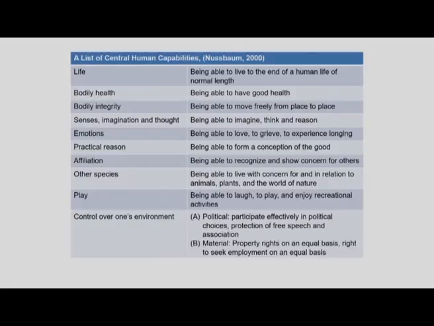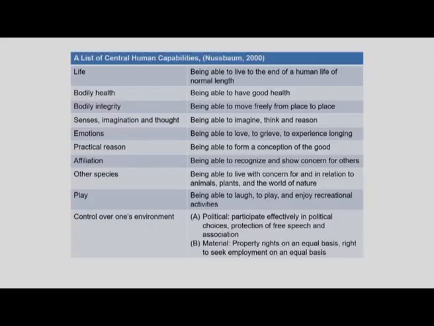The first one is life, which is that one should be able to live to the end of a human life of normal length, or in other words, not die prematurely. So, that is one of the central human capabilities of being able to lead a good life, a healthy life, and not facing a premature death. One should be able to escape morbidity conditions, and that is one of the central human capabilities, and that is possible only when there are good institutional arrangements in a society that can help one to escape morbidity conditions.